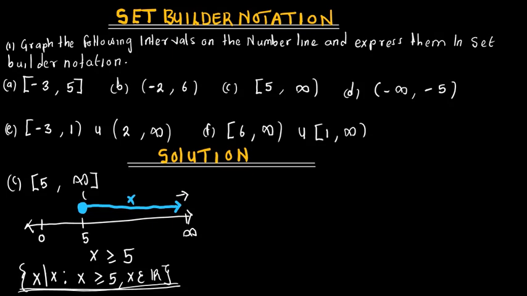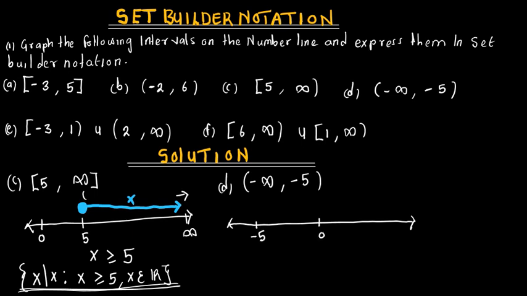How about D? How is it going to be? Same concept, because we know that negative infinity, we have negative 5 there. All these are open circles. So we can draw this on the real line. We are going to have negative 5. We are going to have some 0. Then we are going to have positive infinity.